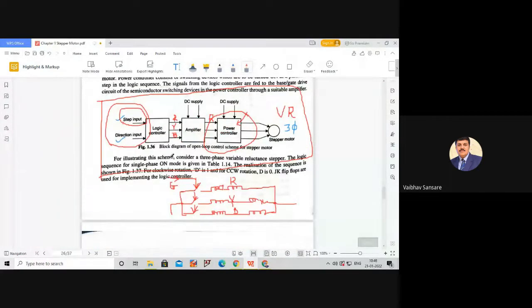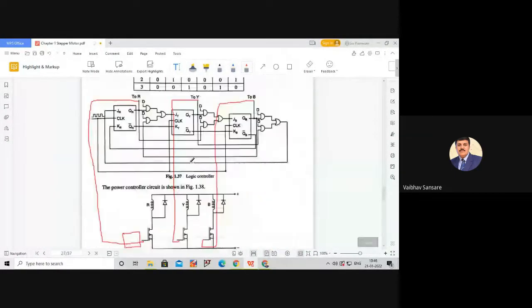In addition to this, you can draw this particular switching circuit diagram along with the block diagram. That is again not compulsory. Those who are interested to draw this switching diagram can draw it along with the block diagram of the open loop control scheme. Okay, so that is about the open loop control scheme.